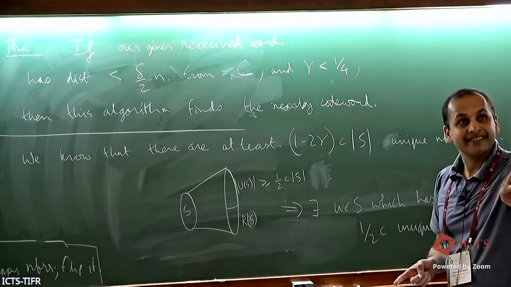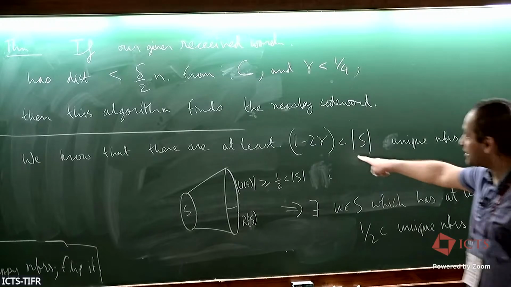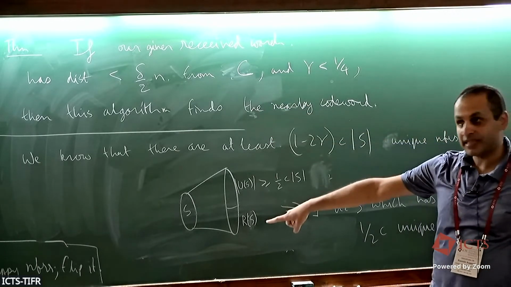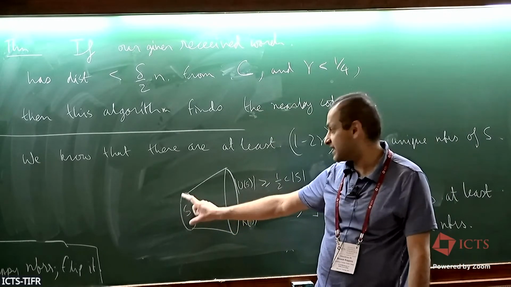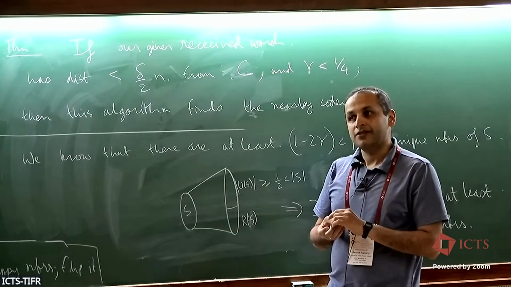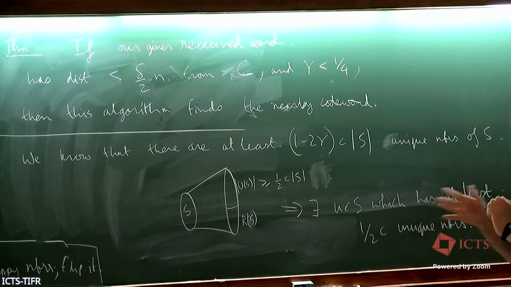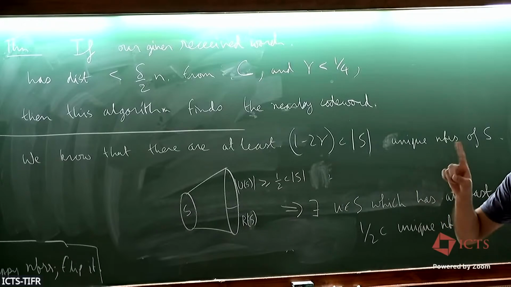I'm not done. That's why. This would have worked even with delta. Right? I didn't use anything. I used the fact that S is of size at most delta, and therefore there is expansion. So I keep doing this. So I found that there is a unique neighbor. Good. So I can keep doing this.